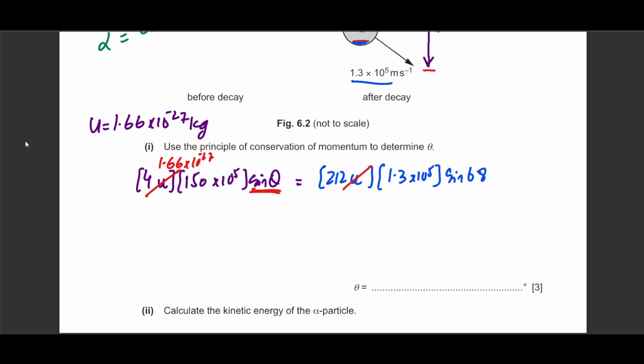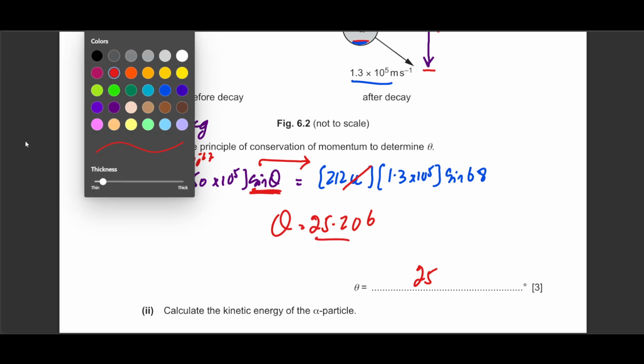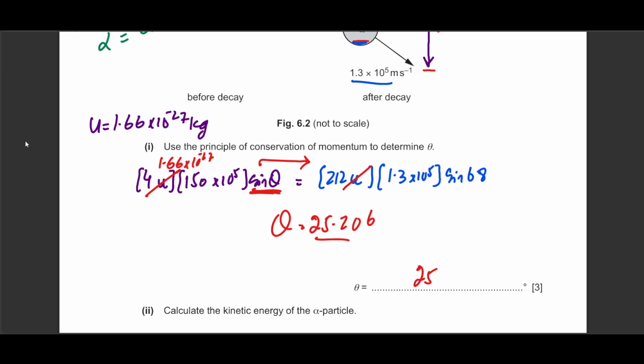We need to solve for sine theta. Don't forget to take sine inverse at the end. Once you're done with multiplication and division, your theta comes out as 25.206, which will become 25. Again, this answer is when you take full values, but you don't really have to do that.